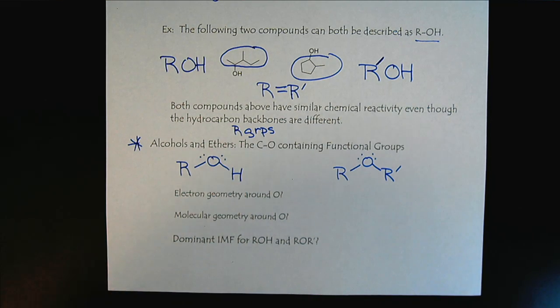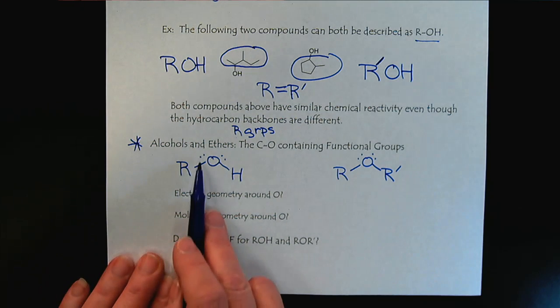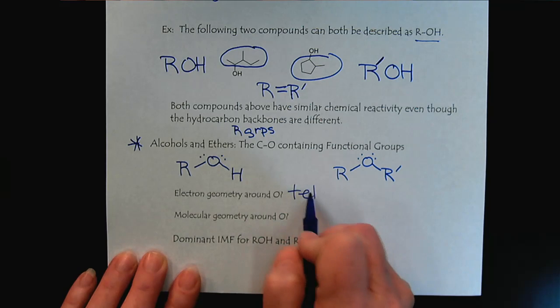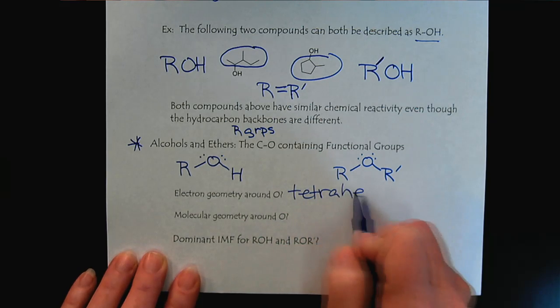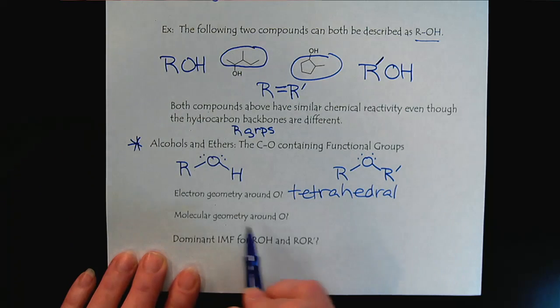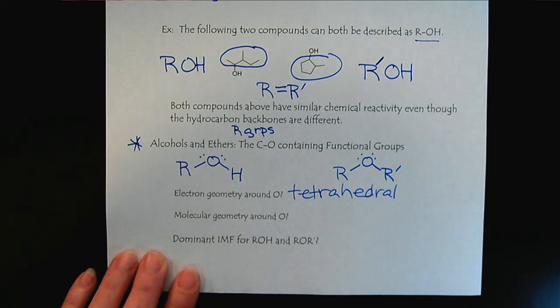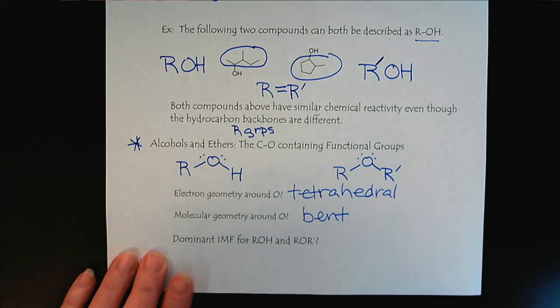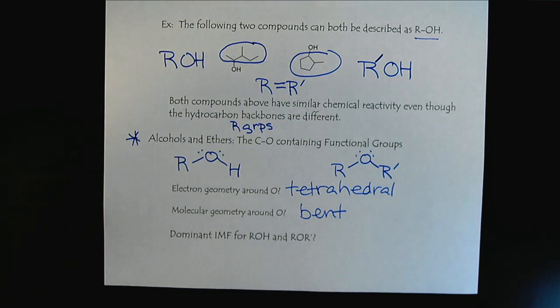So let's connect this with what we've learned in our previous chapters, right? So if we look at those oxygens, their electron geometry is tetrahedral, because there are 4 regions of electrons. However, the molecular geometry, when we're just looking at the atoms, we would describe them as bent. So that's the physical structure.